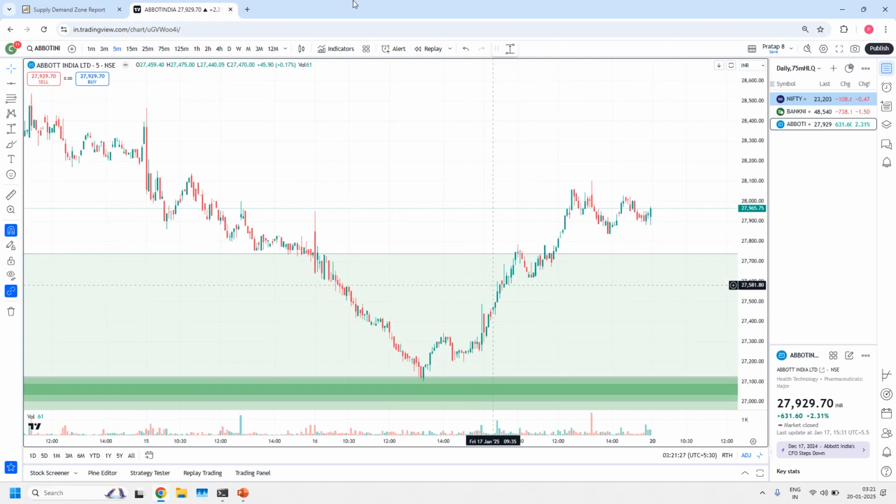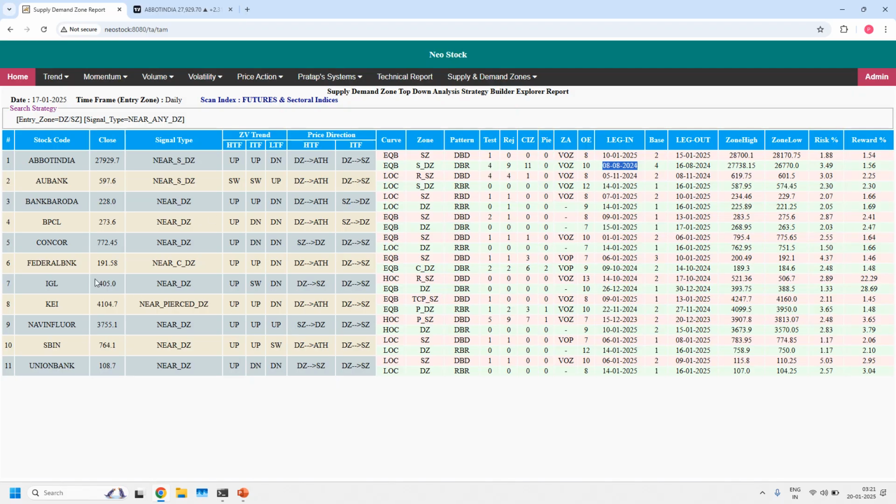Okay, this is about Abbott. What about the next stock? The next stock is AU Bank. AU Bank also has a high liquidity demand zone. It also has a high liquidity supply zone. That is the case. On either side it may provide trade opportunities. Anyway, at present it is near the demand zone.